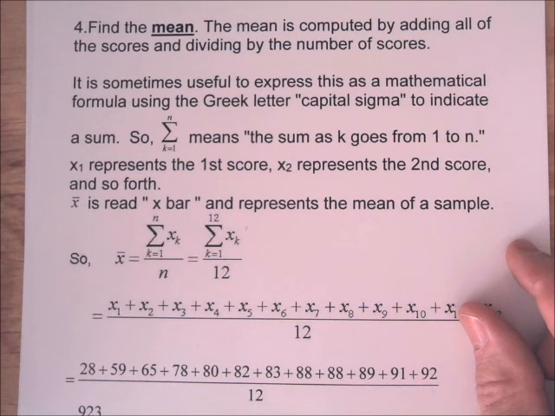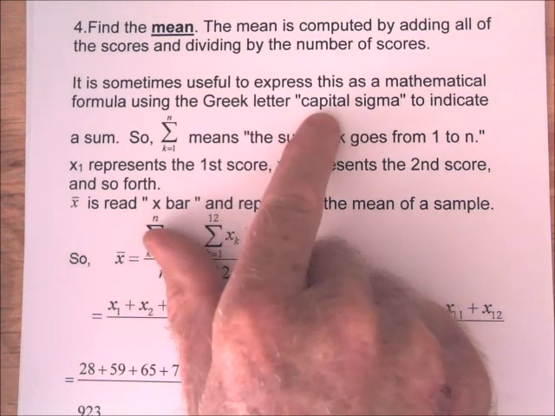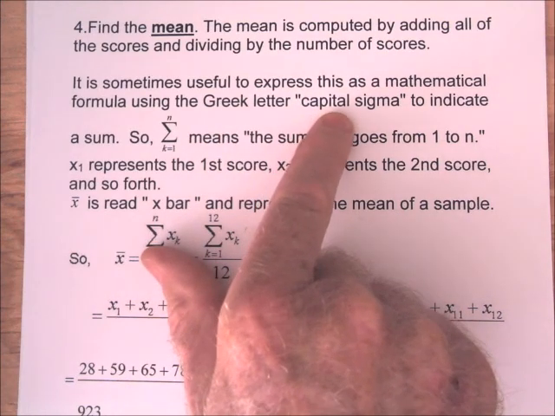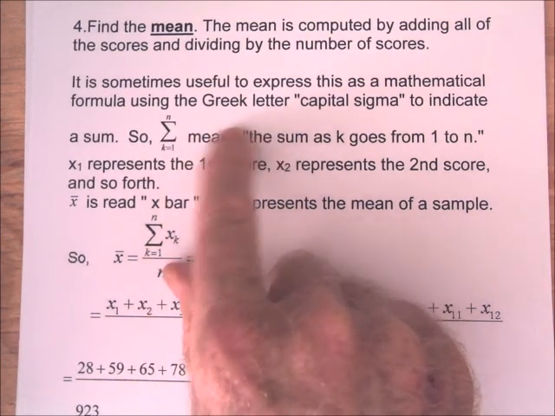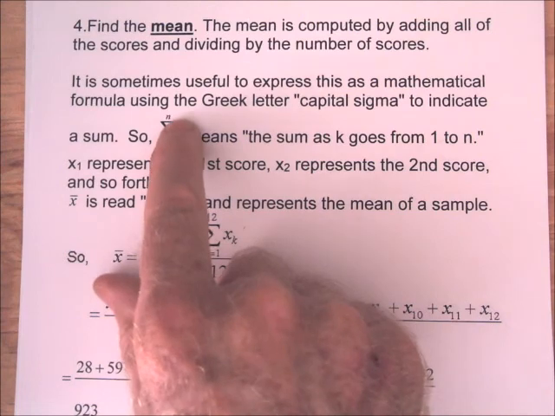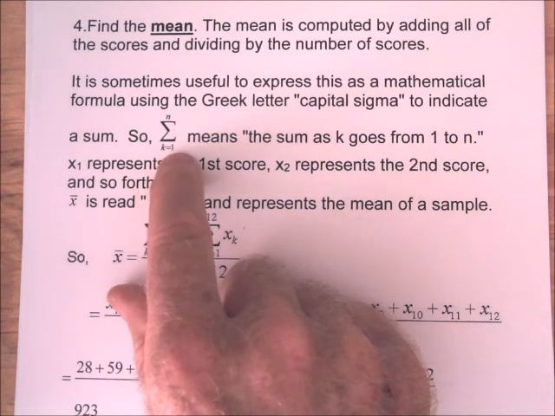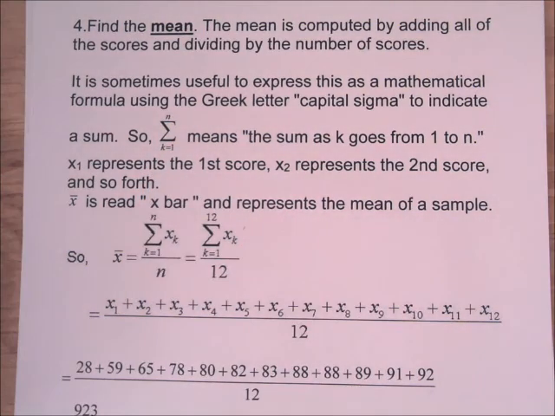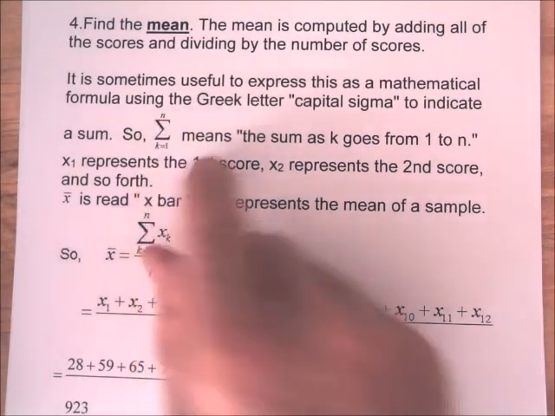Sometimes it's useful to write a formula for the mean. So for that we use the Greek letter capital sigma, meaning sum. The summation here says at the bottom k equals 1, and at the top it says n. So that means as k goes from 1 to n. Sometimes i is used for the index of summation. You'll say i equals 1 to n, so it's the same thing.